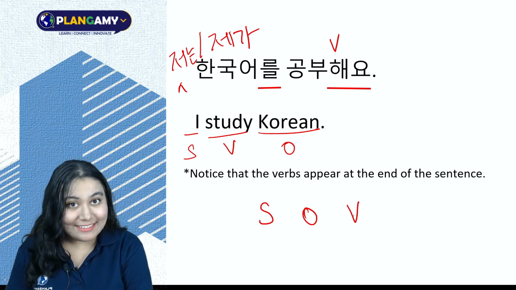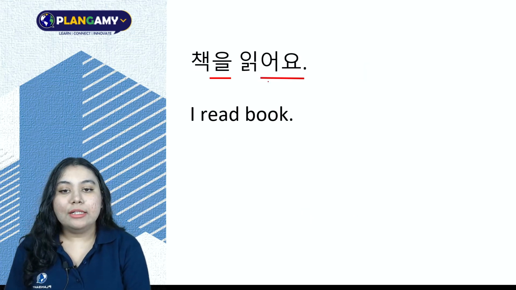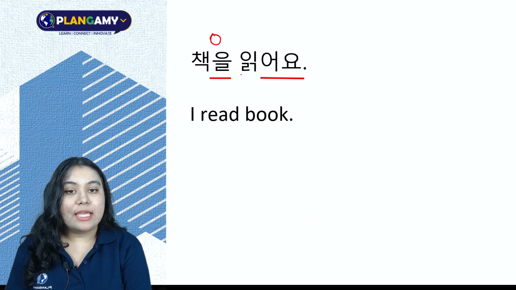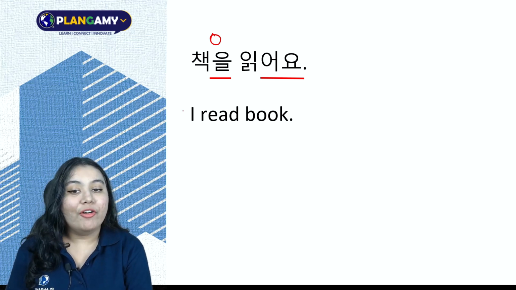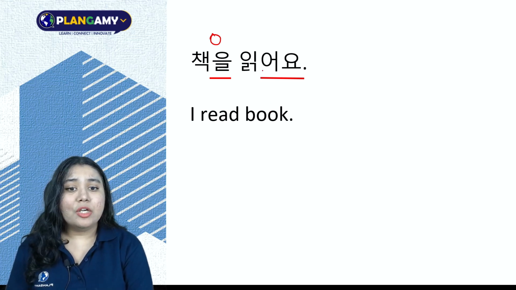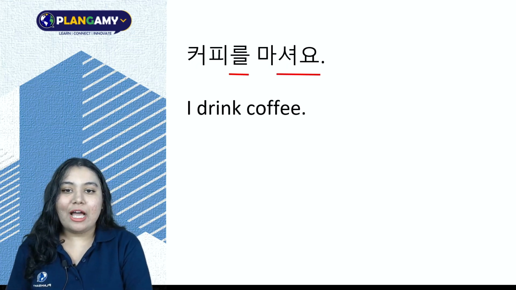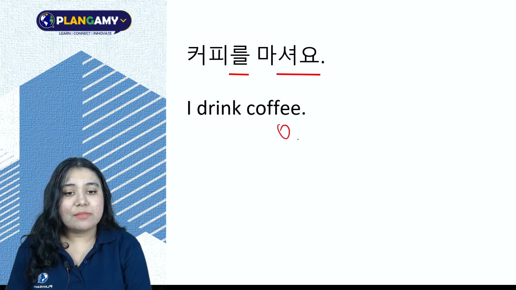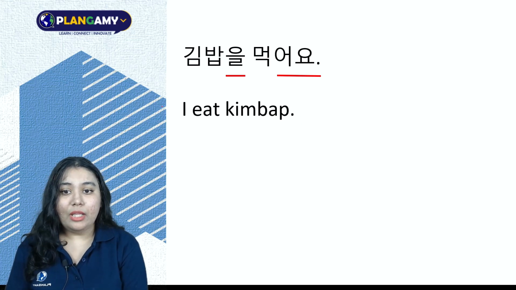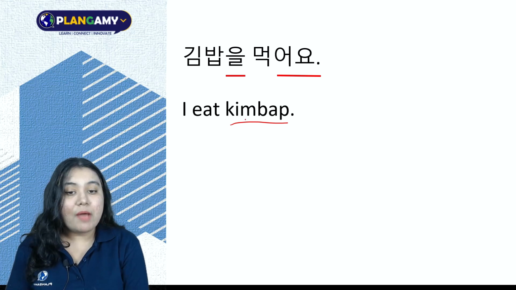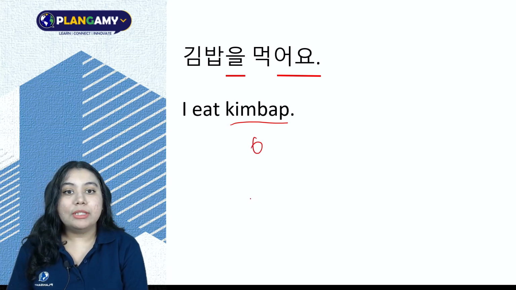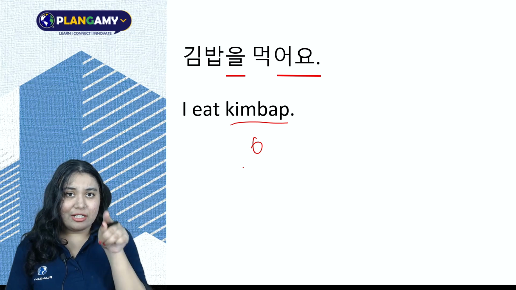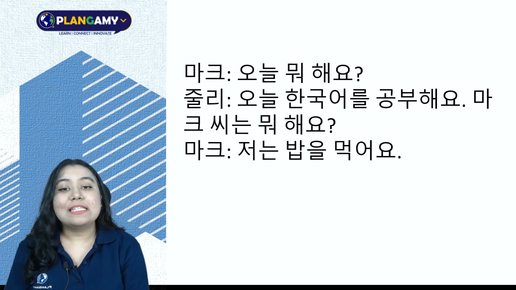Okay. Let's see another example. I have 책을 읽어요. 책 is my object. 책을 읽어요. 저는 책을 읽어요. I read book. Yes, book is my object. Next we have 커피를 마셔요. I drink coffee. Yes, so coffee is my object. 커피를 마셔요. Then we have 김밥을 먹어요. 김밥, you're eating kimbap. You eat kimbap, so kimbap is your object. 김밥을 먹어요. Kimbap, you've seen kimbap, those seaweed rolls.